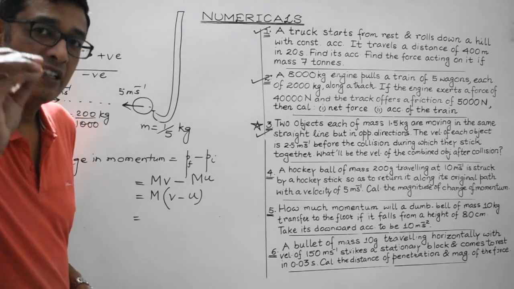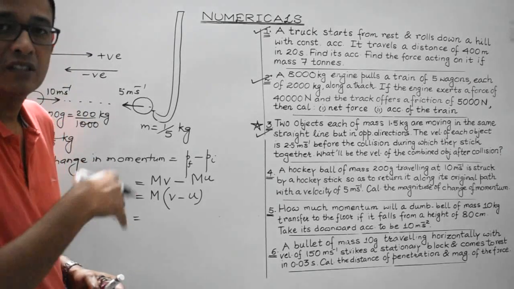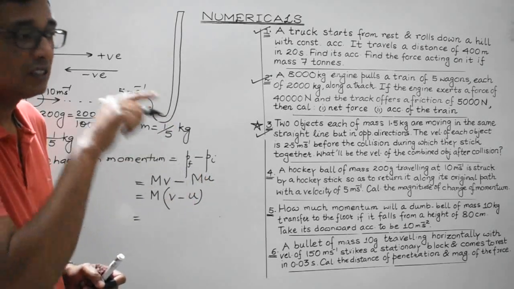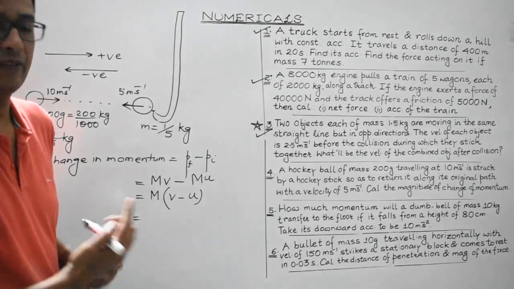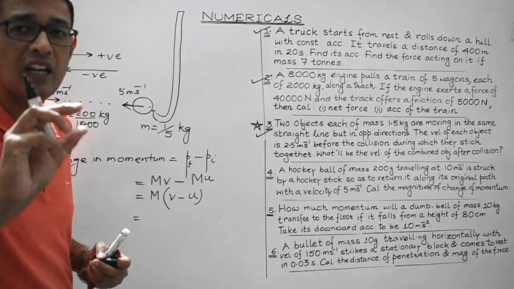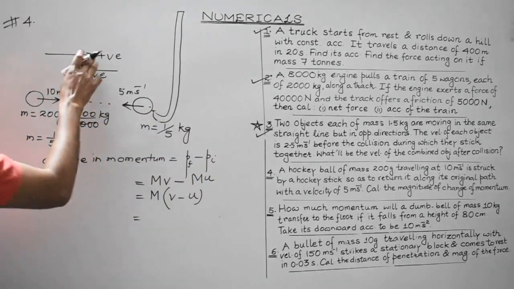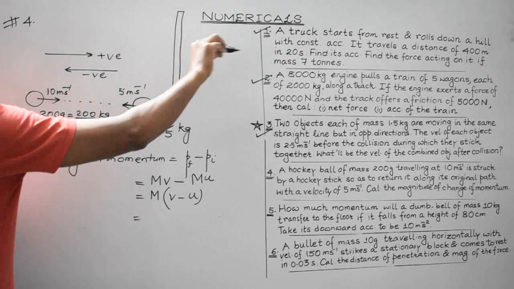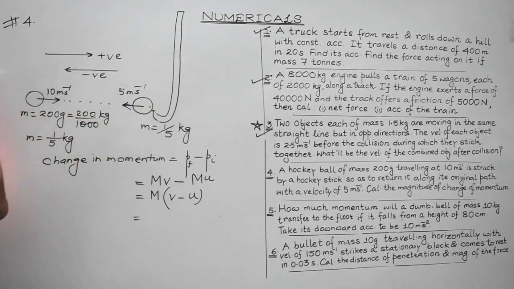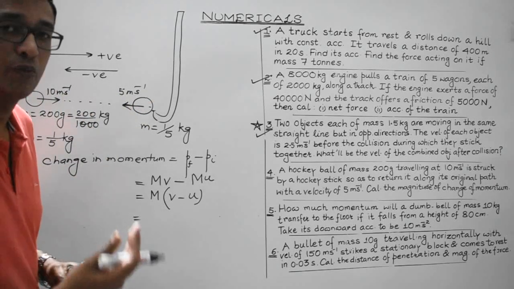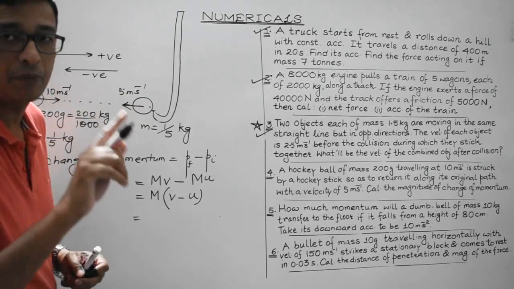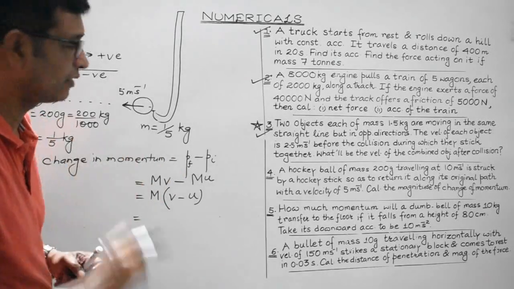Students, it's entirely up to you to consider the direction towards right to be positive and towards left to be negative, or vice versa. It's entirely upon you, right? So here I consider this to be positive and this direction to be negative. Since they are having opposite directions of motion, one needs to be assigned a positive sign while the other needs to be assigned a negative sign.